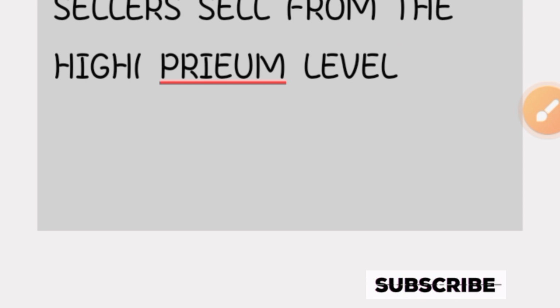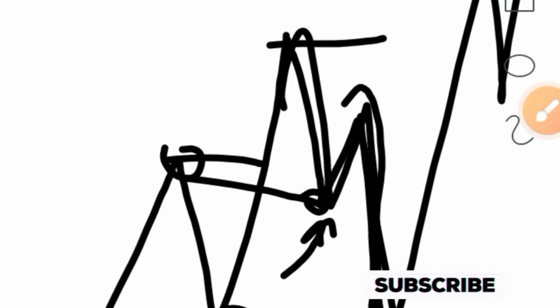So the buyers, you can also call this a discount. Okay, so they buy at a discount price level, the sellers sell from the high, or premium level. So that being said, guys, now let's go to the chart to do more of this, for a better understanding.